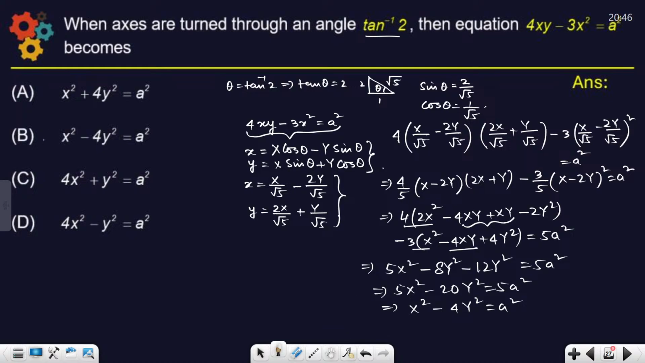Okay. So option B is correct, because this is the equation of the given equation in the old system. This is the equation in the new system. Right? Hence your option B is correct. I hope it is now clear to all of you. Okay.